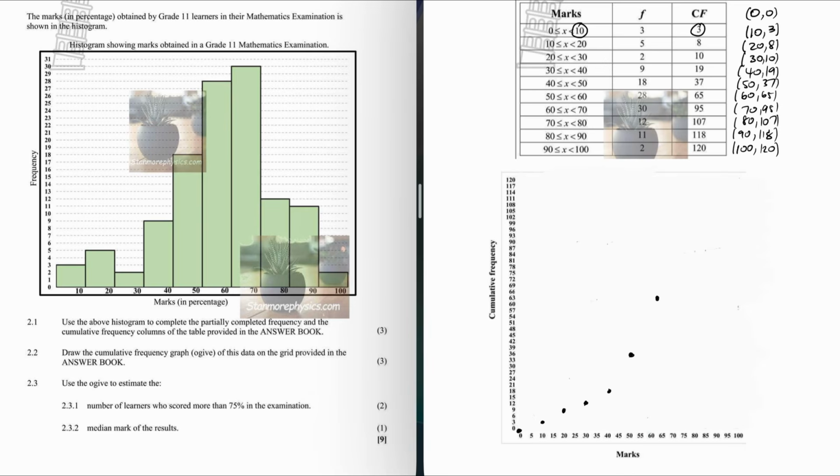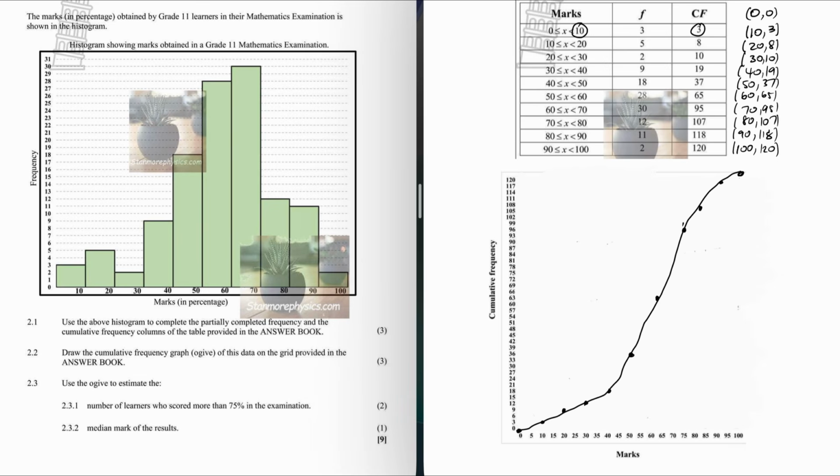70 and 95, probably around here. Then 80 and 107, around here. 90 and 118 is around there. And then 100 and 120. And so then this is going to be our ogive. Of course, I've taken some liberties here, but that's the general idea.